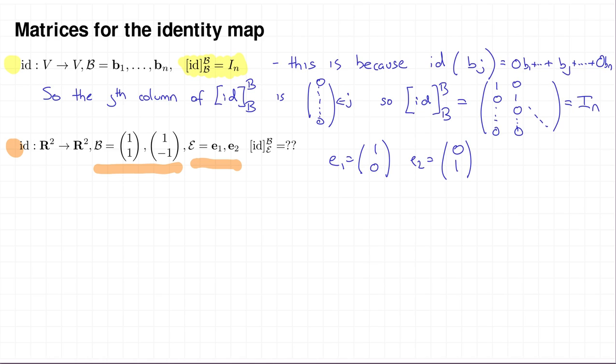So we're asking the question, what is the matrix of the identity with respect to initial basis B and final basis, the standard basis E? And the answer will not be the identity matrix. So again, to help us think about what's going on here, we're going to label the rows and columns. So we have a linear map whose domain and codomain both have dimension 2. So this will be a 2 by 2 matrix.